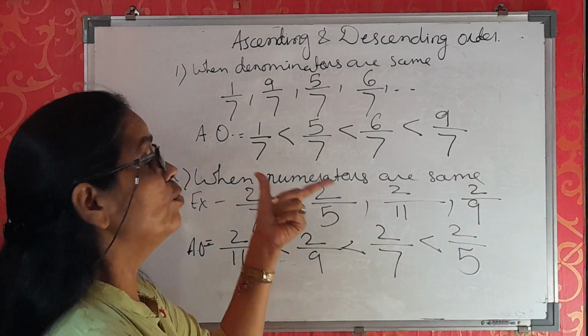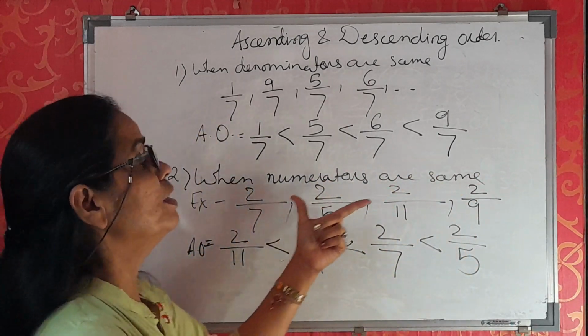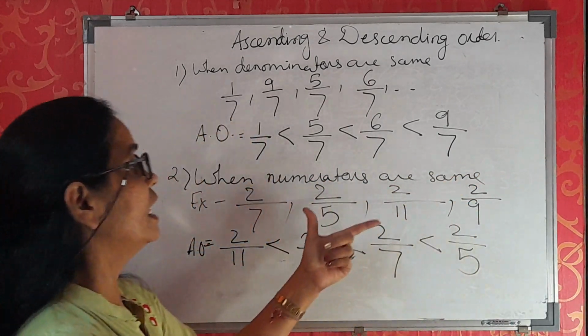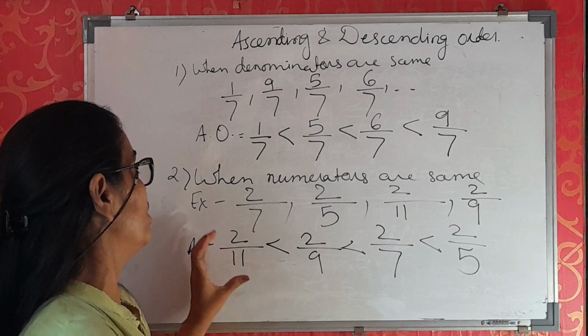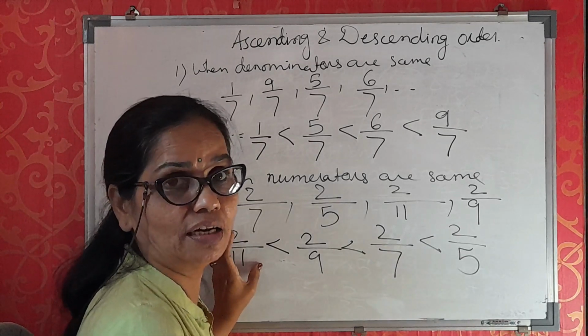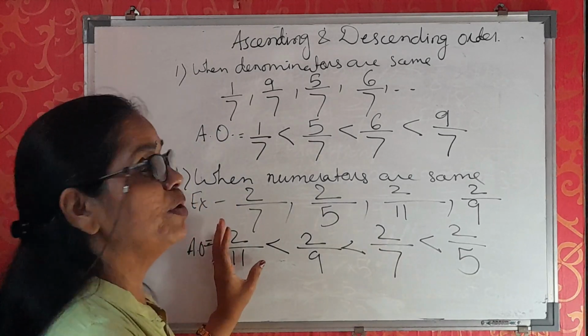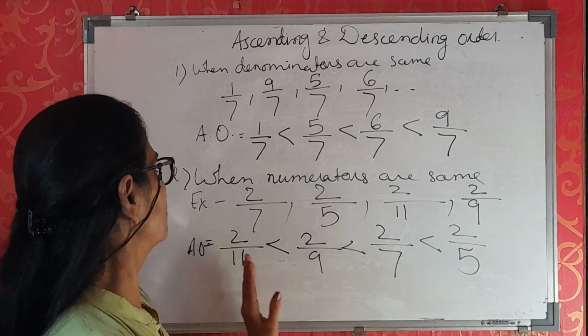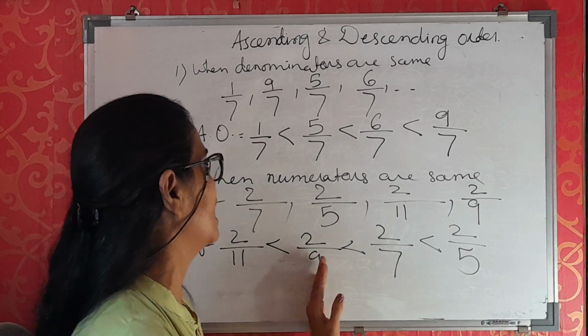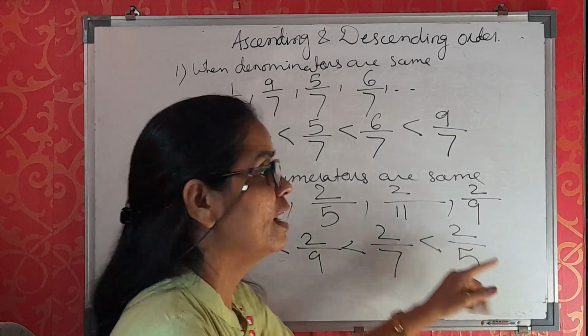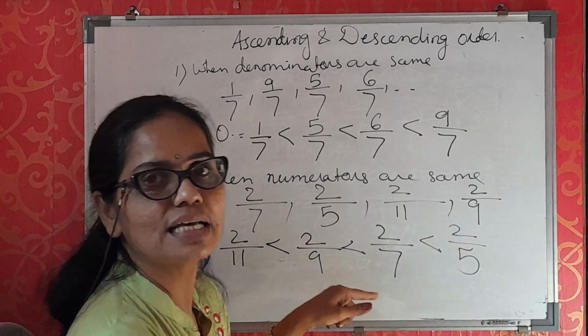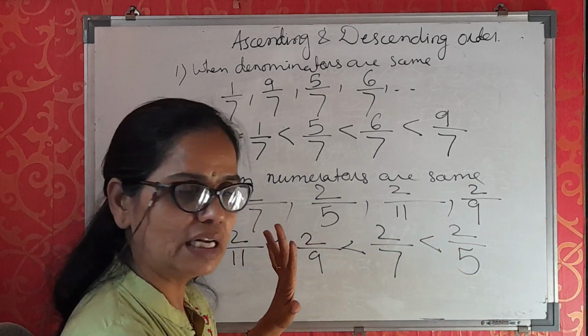Again, when your numerators are same and denominators are different, in that case for ascending order, the bigger denominator would be your smaller fraction, right? So the same way, 11 is less than 9 is less than 7 is less than 5, because here all numerators are same. Is that clear?